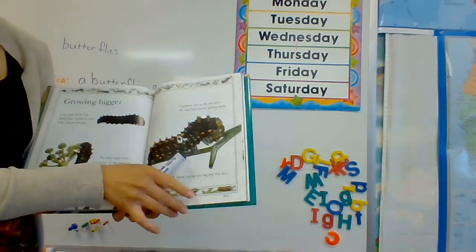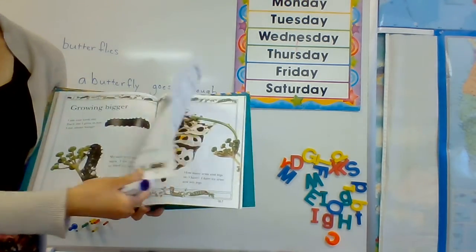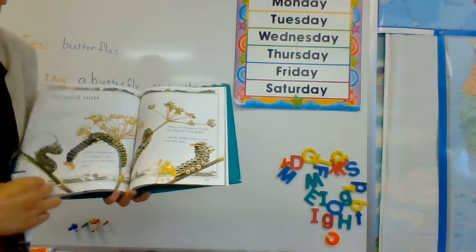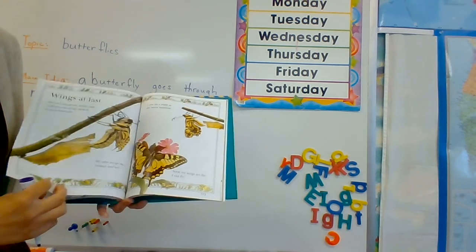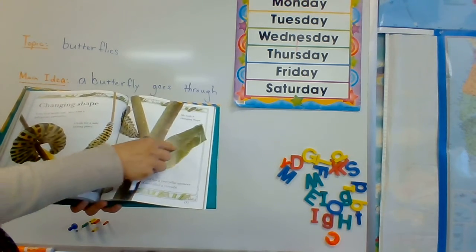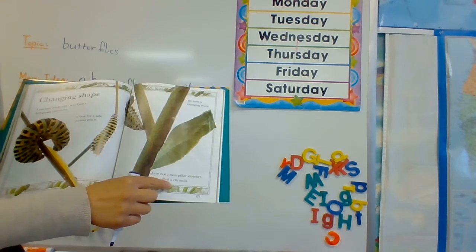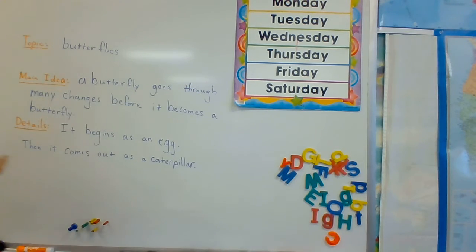So after that, how can we support our main idea? What other details do we have? After it's a caterpillar, what does it become here? I'm not a caterpillar anymore. I am called a chrysalis. So caterpillar becomes a chrysalis. That is our next detail.